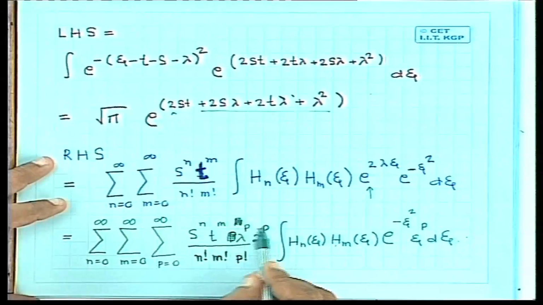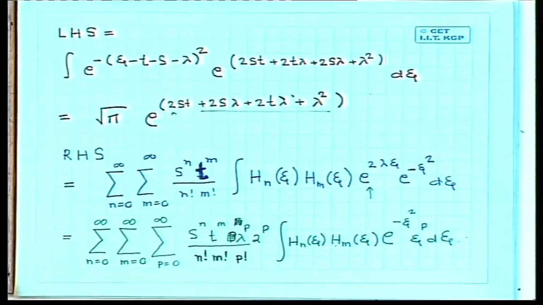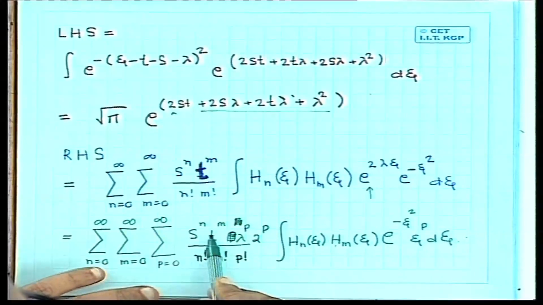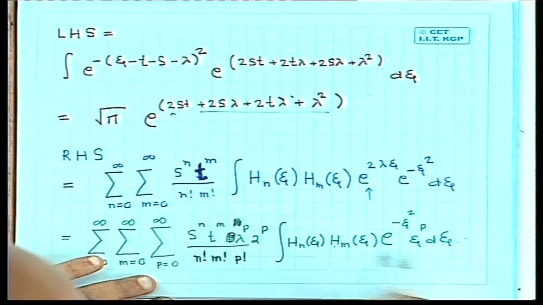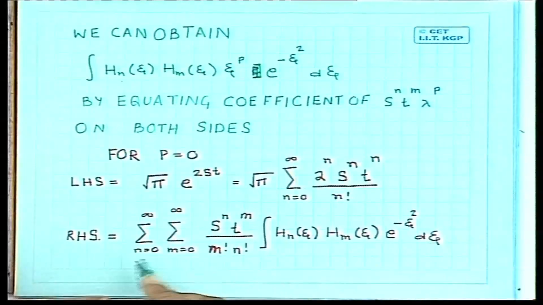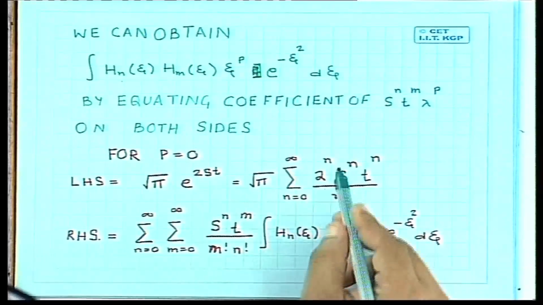So if you look at just the part with p equal to 0, then the right hand side is s to the power n, t to the power n by factorial n, factorial m, and you have these two Hermite polynomials, and you have this, which is the right hand side written over here. And these two are equal.